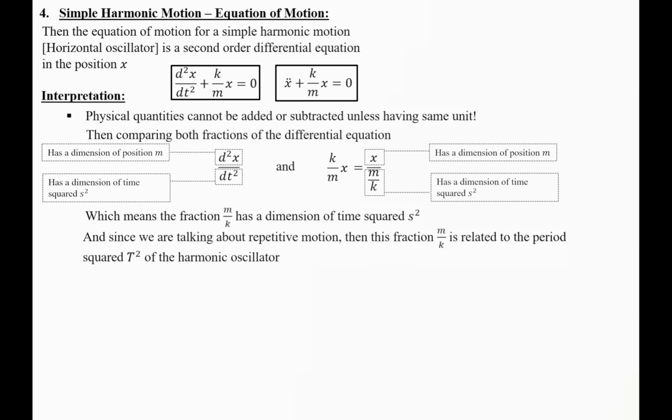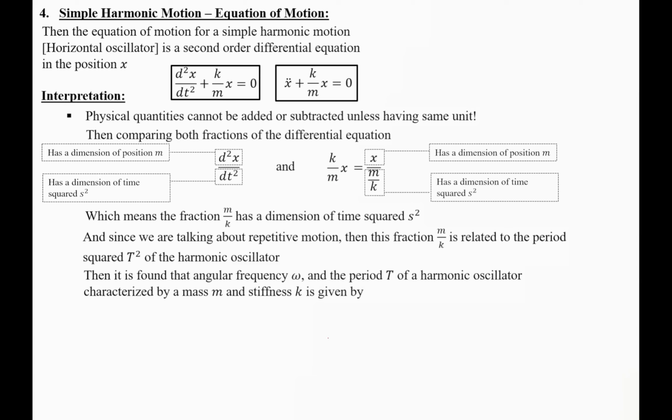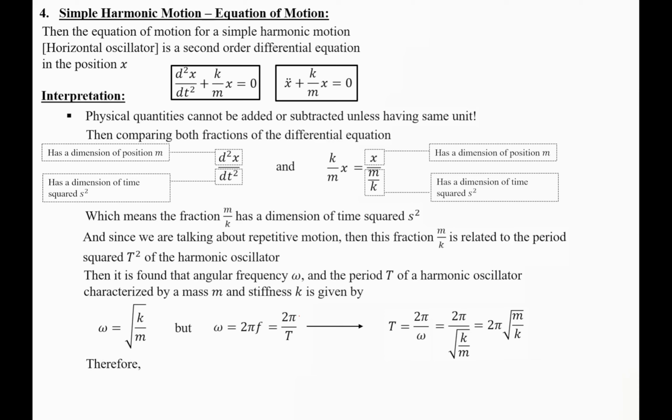And since we're talking about repetitive motion, this fraction, m over k, which represents the dimension of time squared, should be related to the period of the oscillator. It is found that the angular frequency omega and the period T of a harmonic oscillator characterized by mass m and stiffness k are given by omega equals square root k over m. But omega is equal to 2 pi f, and 2 pi over the period. Then the period is given by 2 pi over omega, which is 2 pi over square root k over m, which is 2 pi square root m over k.